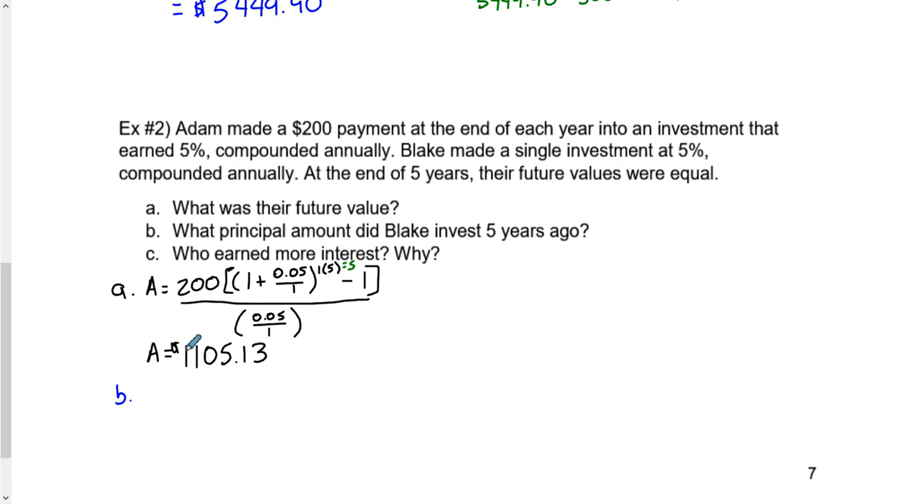Blake's future value is going to be $1,105.13. We don't know how much Blake had put into his account originally, which means we're going to calculate what his principal is. It's using the exact same information, 5% annually. But in this case, sorry, I should have also stated, Blake makes a single investment, which means we have to use the compounding formula for only one investment.